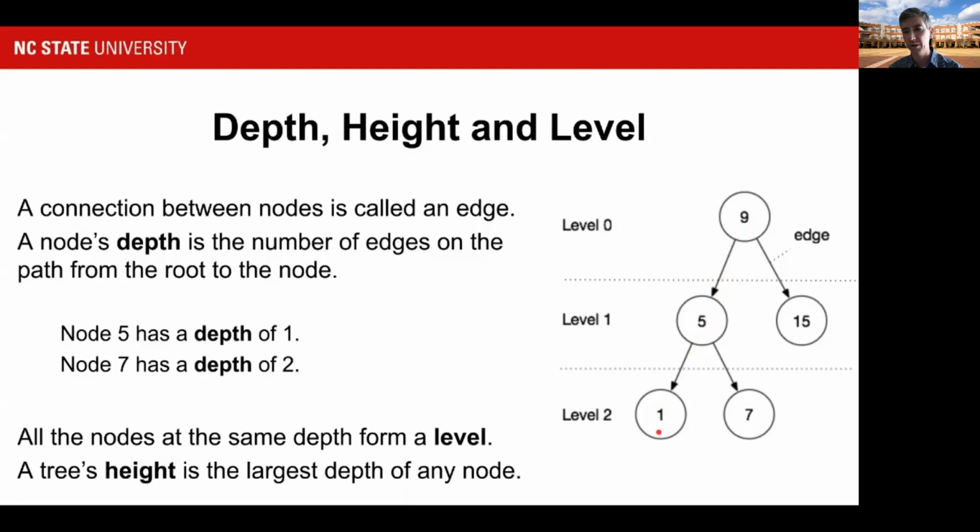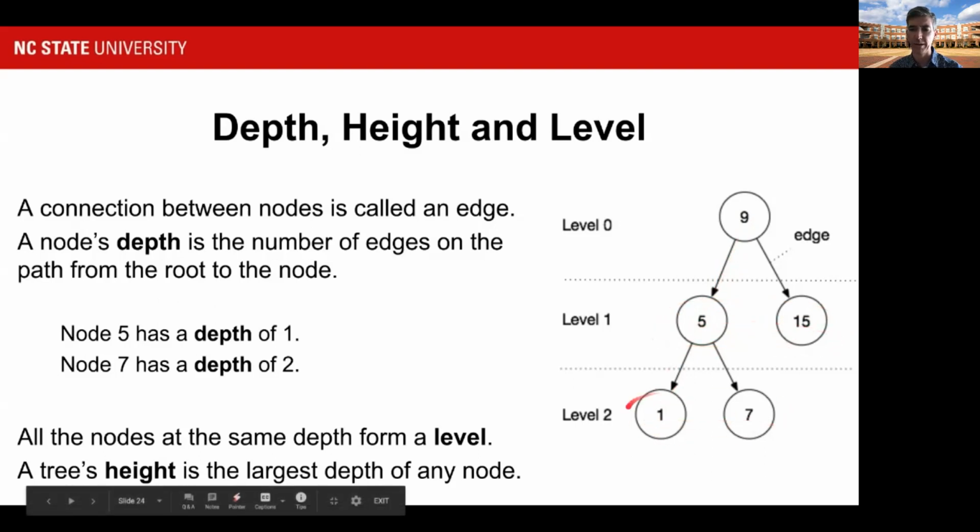All the nodes at the same depth in a tree form a level. So 5 and 15 are both at depth 1, so they form a level. We call this level 1. 1 and 7 are at a depth of 2, so they form level 2.